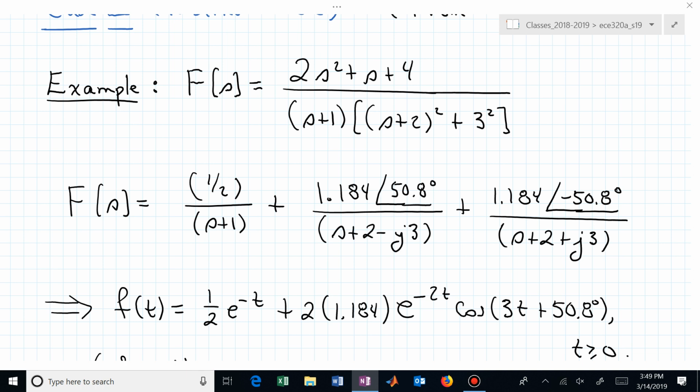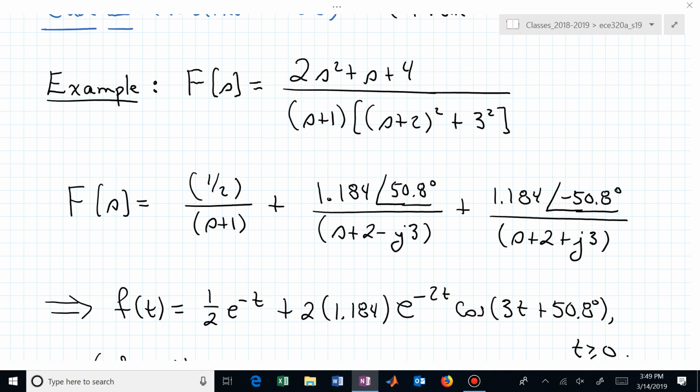And now do you see how I immediately went from the partial fraction expansion equation into the time domain? I know that 1 over s plus 1 gives me an e to the minus t, and it's scaled by the a sub 1, which is 1/2.